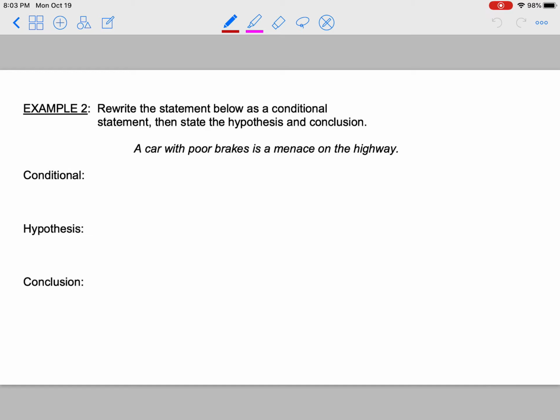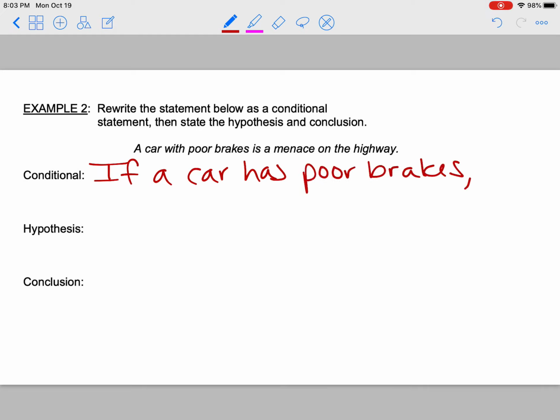Notice we took out the word with and added the word if a car has poor brakes, and that's okay. You can't change it to say if a truck has poor brakes or if a car has good brakes. You can change just those little words. So we would say here, if a car has poor brakes, then it is a menace on the highway.